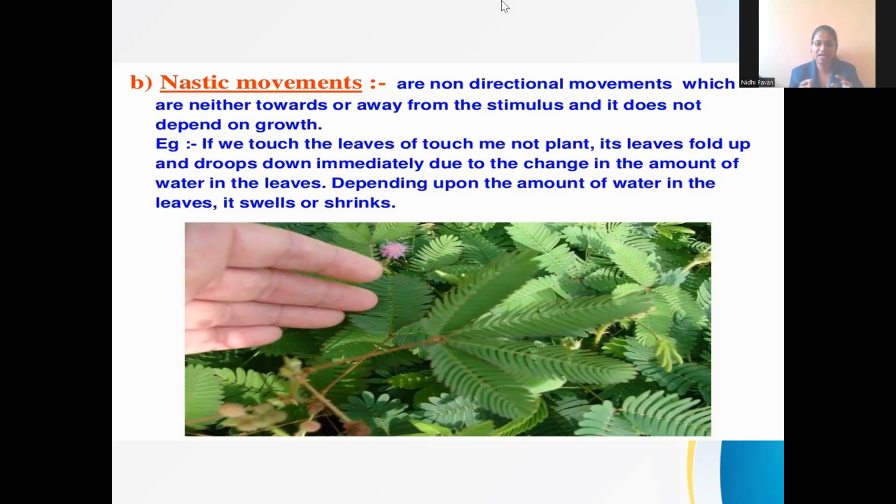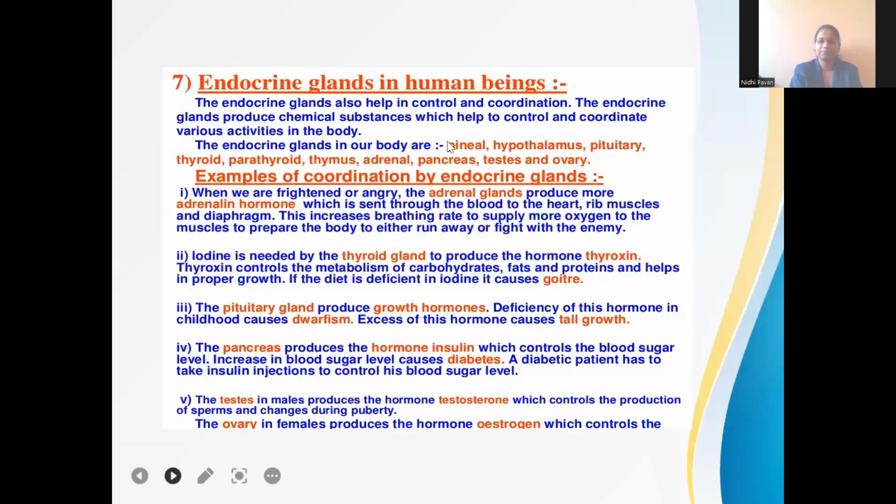Again, after some time, they will gain the water. Again, they will get back their own shape. So this is called Nastic movement. Fine. This is regarding the control and coordination which happens in plants.